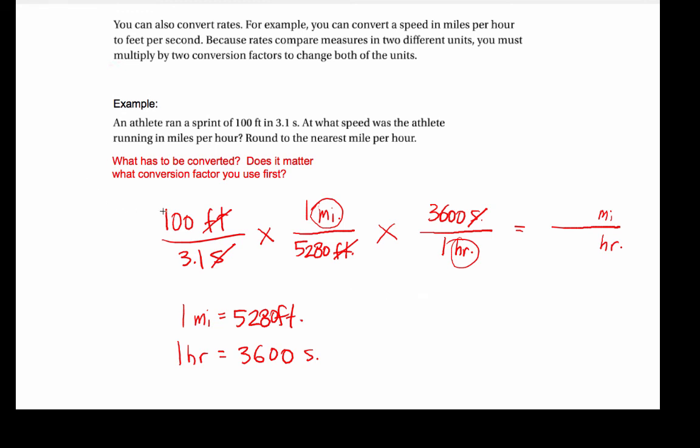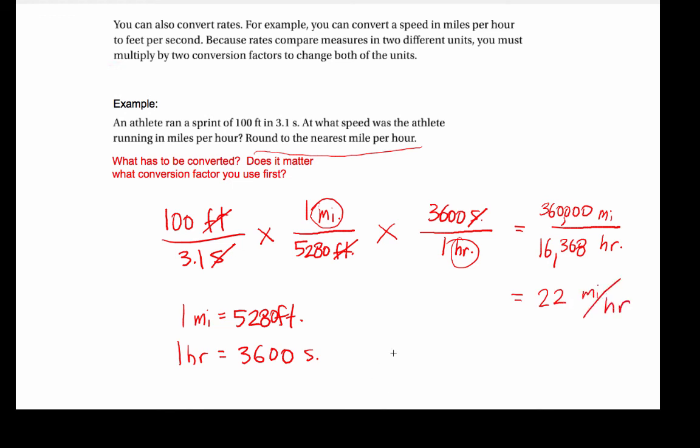So now I'm ready to multiply across. I've got my units, 100 times 3600, 360,000. 3.1 times 5,280 is 16,368. So I have these values, but the problem says round to the nearest mile per hour. This is not a unit rate. The answer is asking me for a unit rate because it wants the answer in miles per hour. I need to take 360,000 and divide it by 16,368, and I get, to the nearest mile per hour, 22 miles per hour.